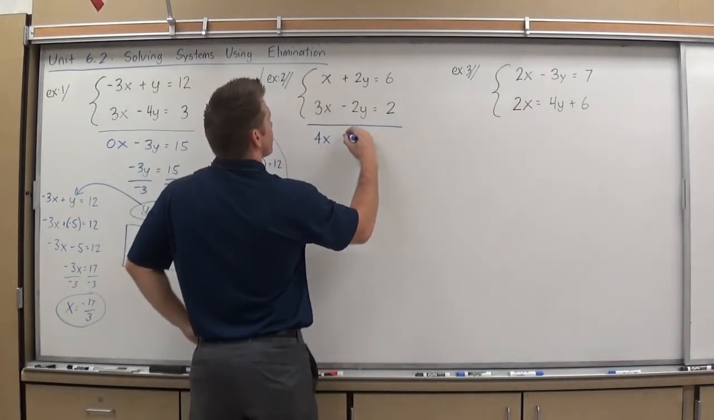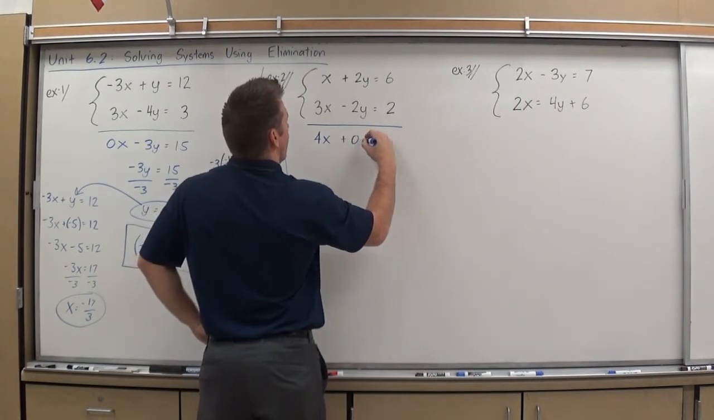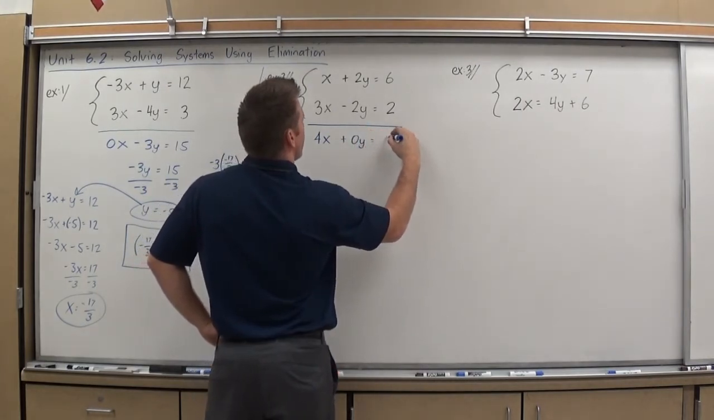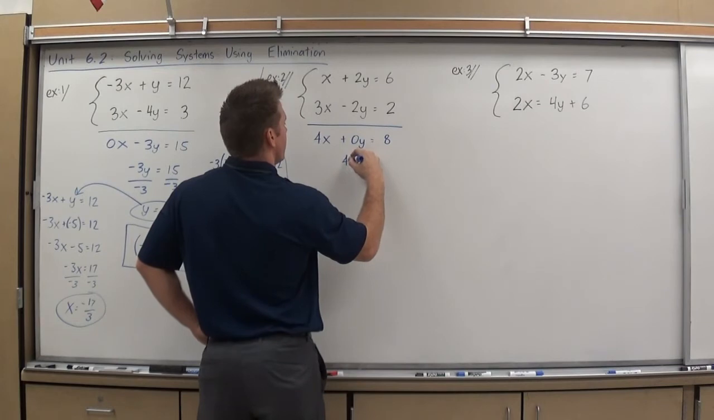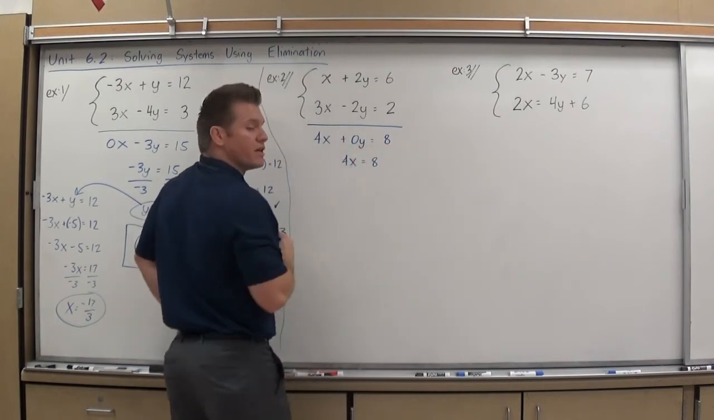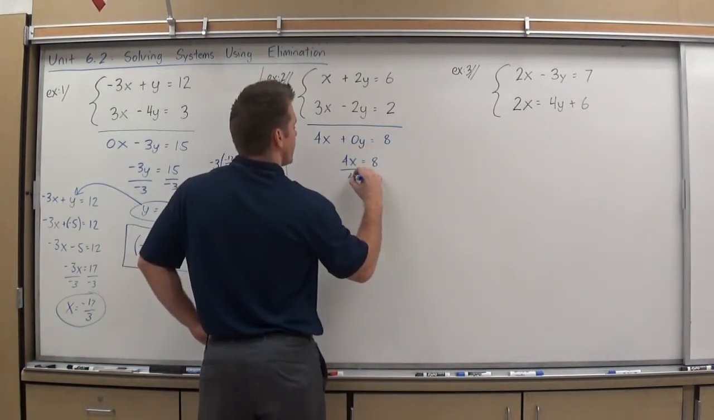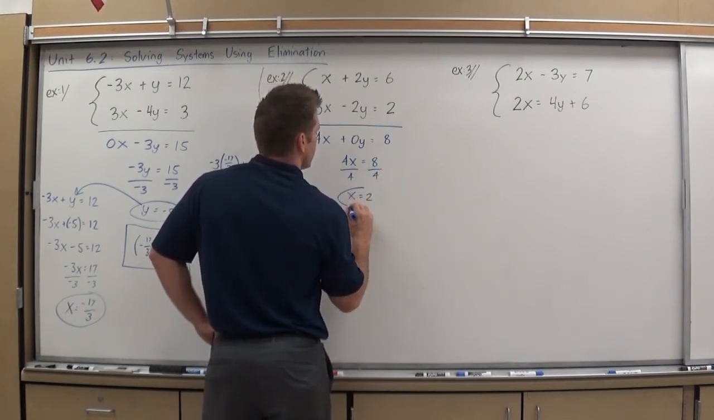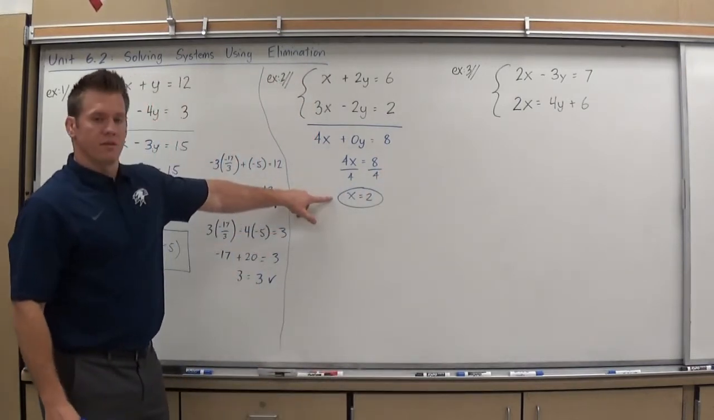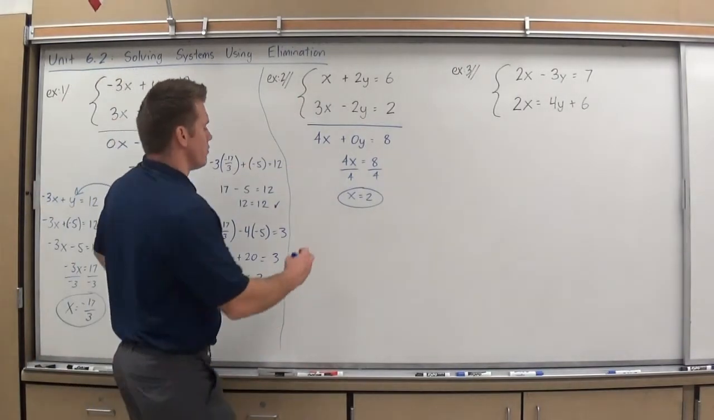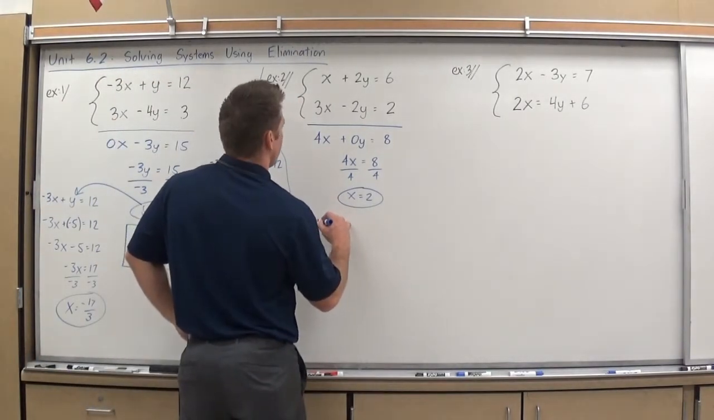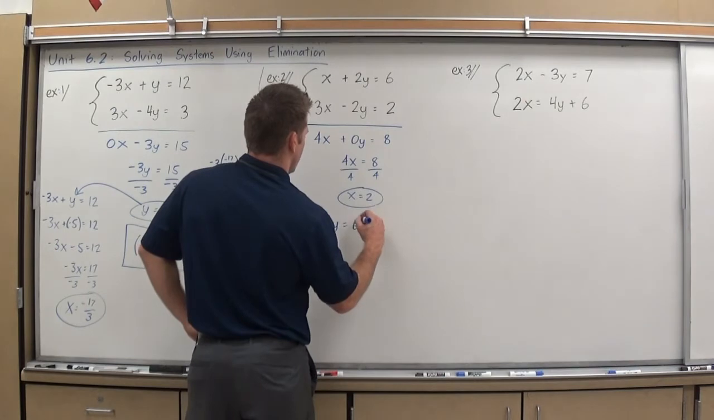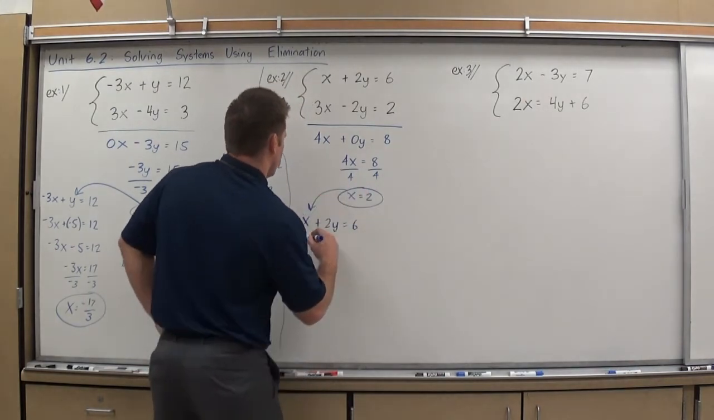X plus 3x is 4x, 2y minus 2y is 0y, and 6 plus 2 is 8. As I simplify that, I get a nice easy equation. 4x equals 8. Divide both sides by 4, and x should equal 2. Now that I know what x equals, I'm going to plug it back in to one of the originals. So I'll write the top equation, and I will plug x in for it.